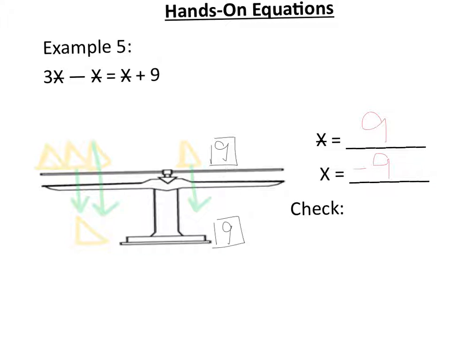Let's check our answers. Everywhere we see a star, we want to put in 9. We have 9 plus 9, because we know that the check is going back to this step. 9 plus 9. We had our 3 x's, but then we took one of them away. And then on the right, we have 9 plus 9. So let's check it. On the left, 9 plus 9 is 18, plus 9 is 27, take away 9 is 18, equals 9 plus 9 is 18. So we know our answer is correct.